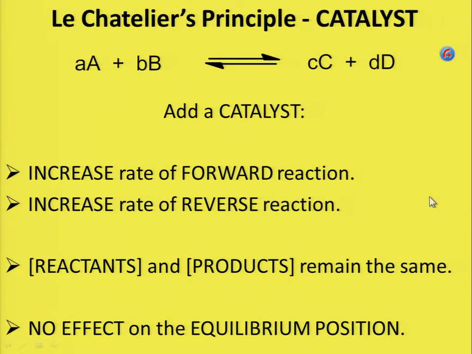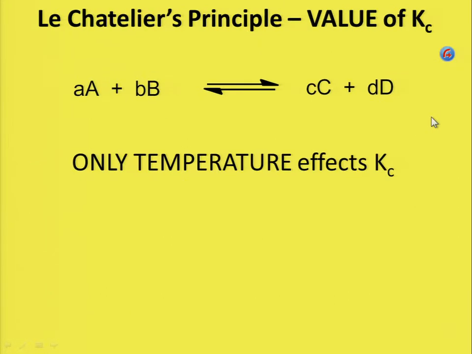Now, what about a catalyst? What does a catalyst do to your equilibrium? It would increase the rate of the forward reaction, and it would increase the rate of the reverse reaction. Therefore, the concentration of the reactants and the concentration of the products remain the same. Therefore, it would have no effect on the equilibrium position. A catalyst has no effect on the equilibrium position.